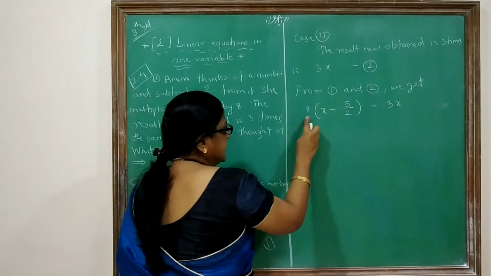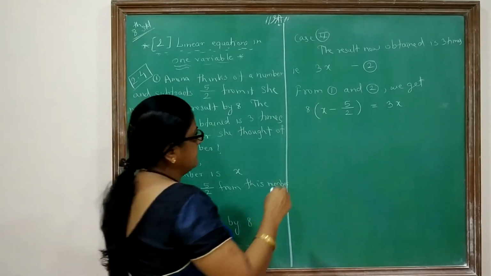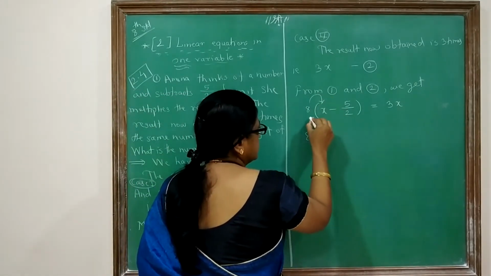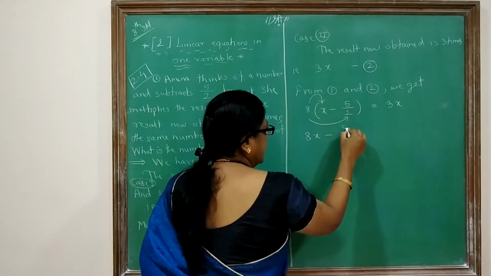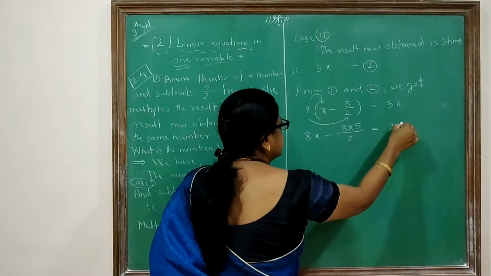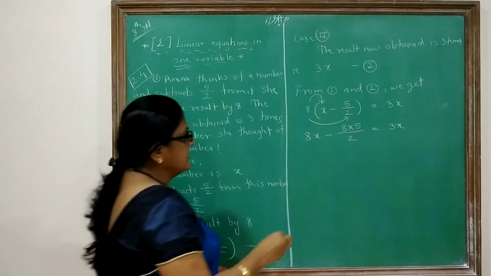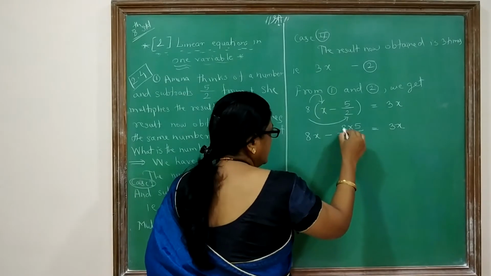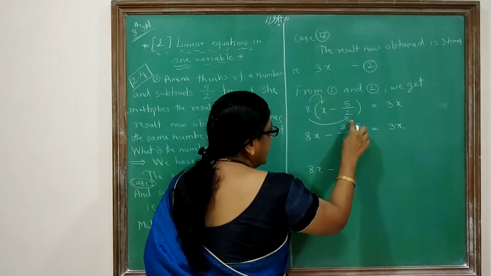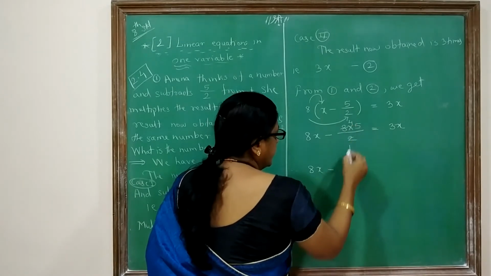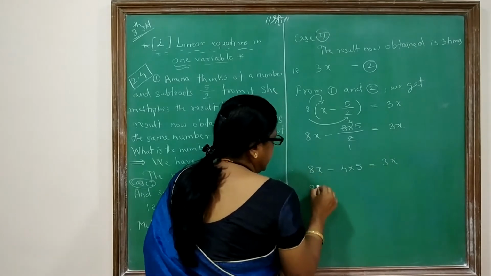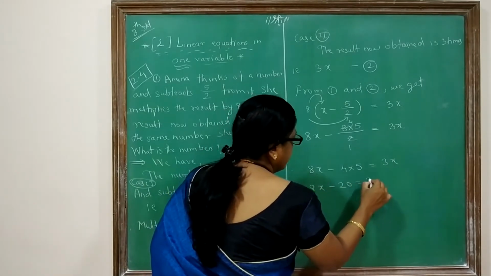Then this 8 is multiplied by this bracket. Then multiply. This 8 is multiplied by x. Then you will write here 8x minus. This 8 is multiplied by 5 by 2. Then you will write 8 multiplied by 5 divided by 2. And this 3x will be same. Then here 2 ones are 2, 2 fours are 8. Then 8x minus 4 into 5. Here 4 into 5 equal to 20. Then 8x minus 20 equal to 3x.